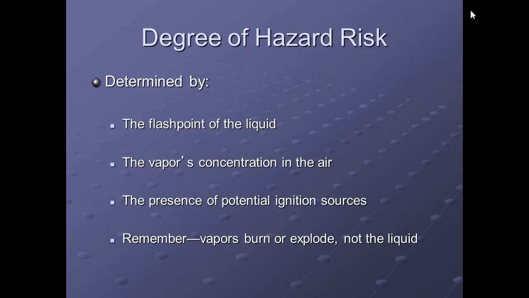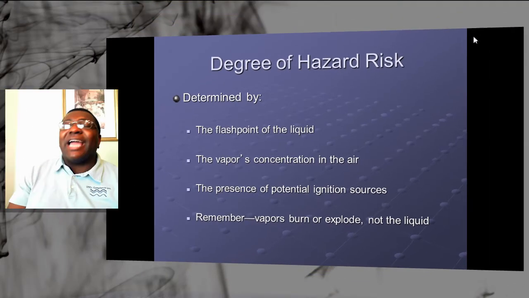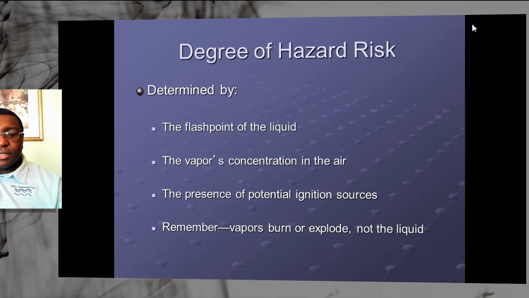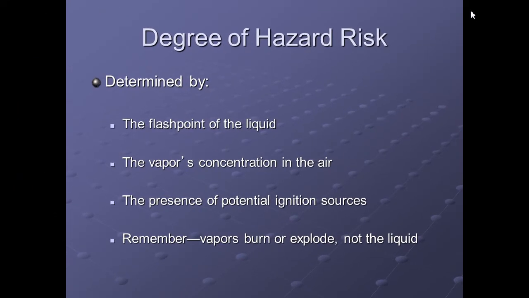Degree of hazard risk. You're going to determine the flash point of the liquid, and we've got a really good slide with the GHS portion that's going to show you the rating system for the hazards, whether it's an extremely high hazard or a lower hazard, by the flash point of the liquid. So the flash point of the liquid, the vapor concentration in the air, and the presence of an ignition source are what matter, because it's the vapors that burn or explode, not the liquid.